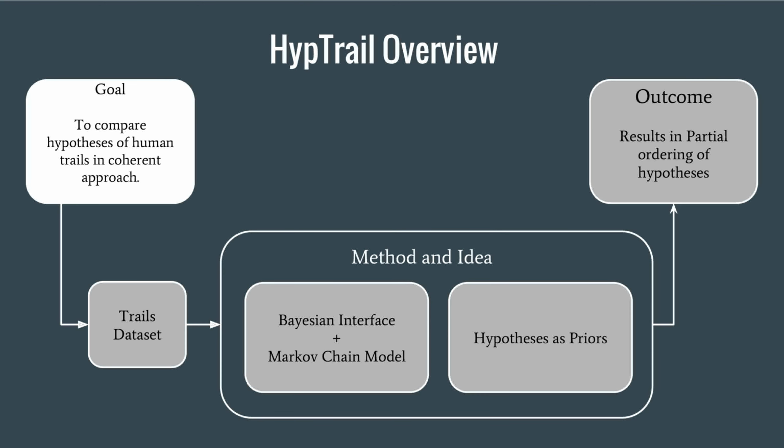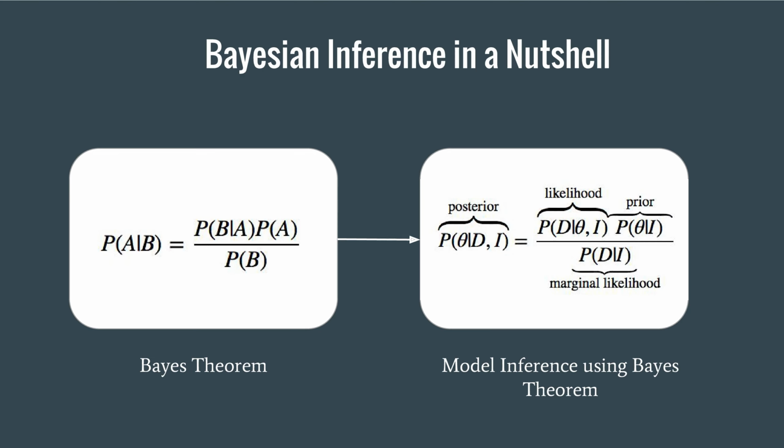The first is the goal, to express and compare hypotheses about human trails. The next part is the method, Bayesian inference and Markov chain model. The idea here is to incorporate hypotheses as priors. Finally, the outcome, partial ordering of hypotheses. Now let's look at the HypTrails methods and ideas in detail.